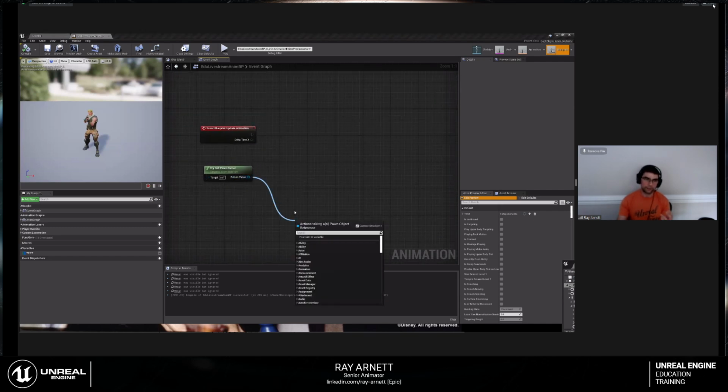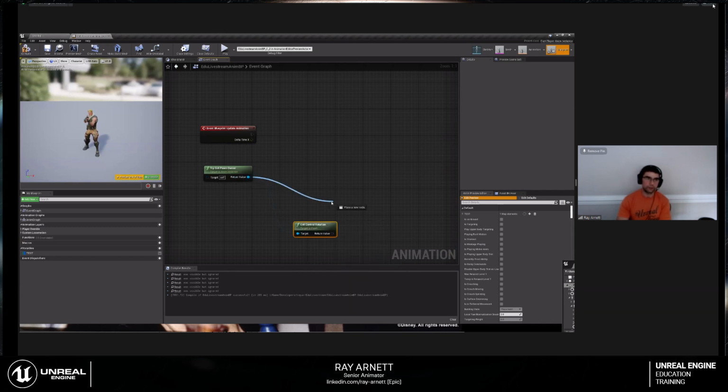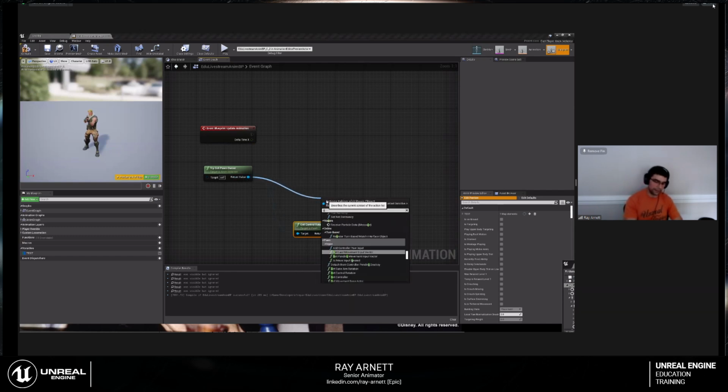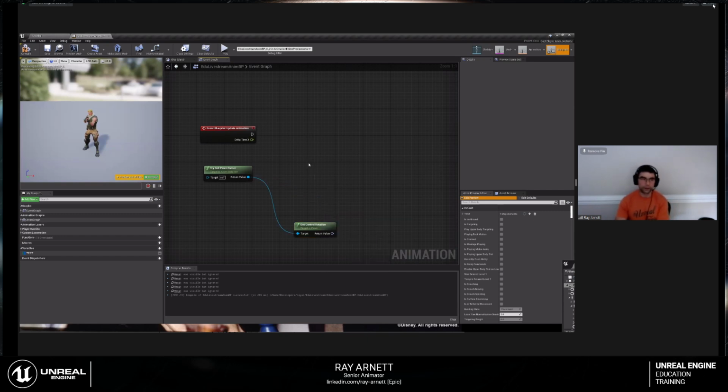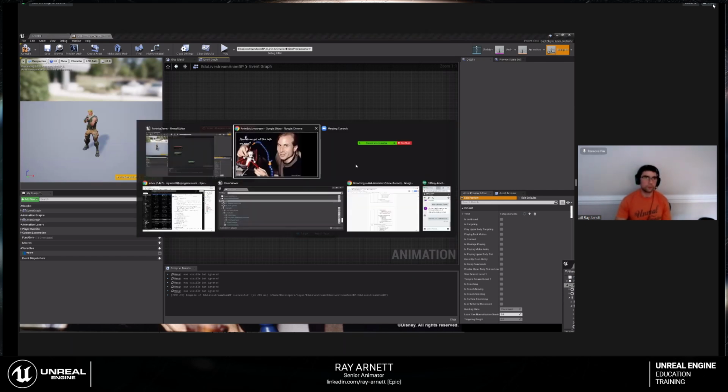So we can ask things like, what's my rotation? I can get my control rotation from the pawn, and I can get my location from the pawn. But if I ask it, am I DBNO? It has no idea. The pawn doesn't know what a DBNO is. So we need to ask a more specific question.